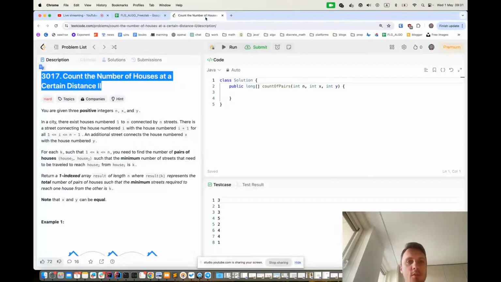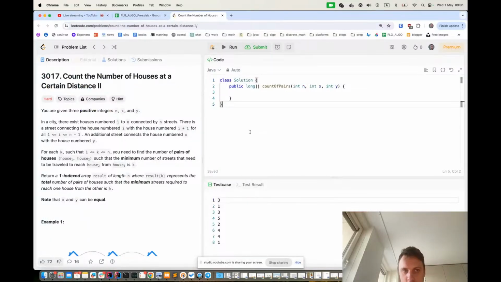We are live and continue solving algorithm problems. So let's check the next one. The next one is called "Count the Number of Houses at a Certain Distance."